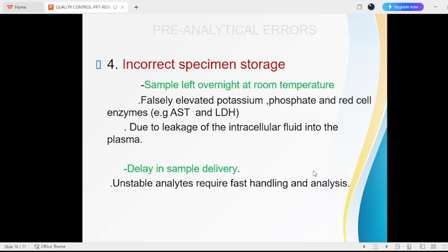Next is delay in sample delivery. Unstable analytes require fast handling and analysis. So, as far as possible, avoid any delay in sample delivery.